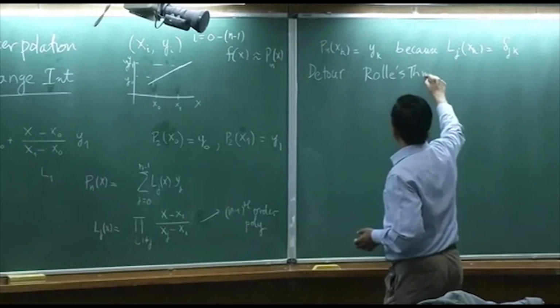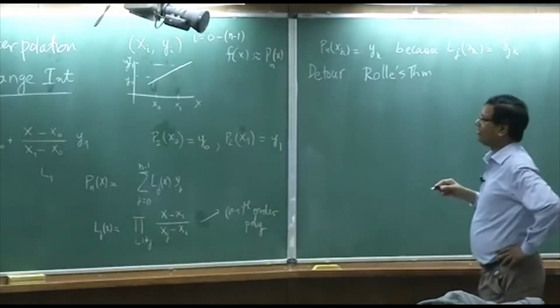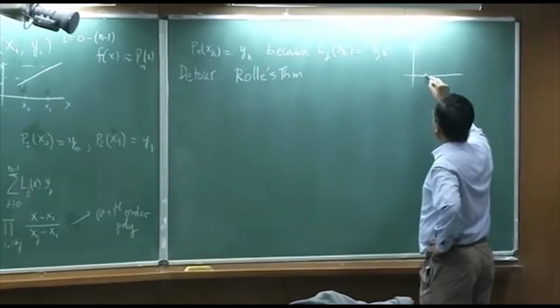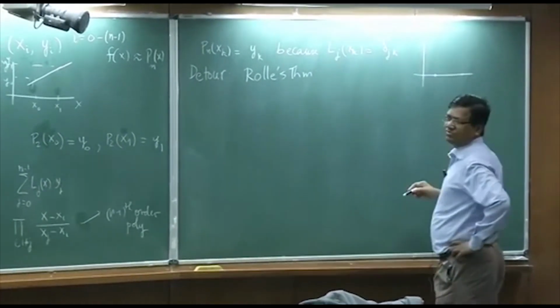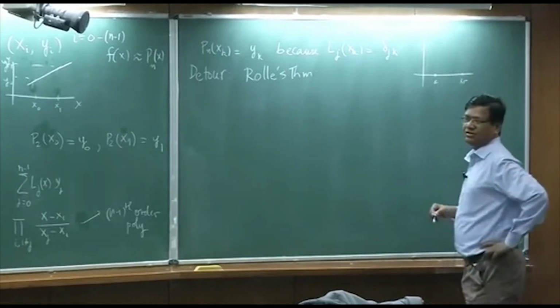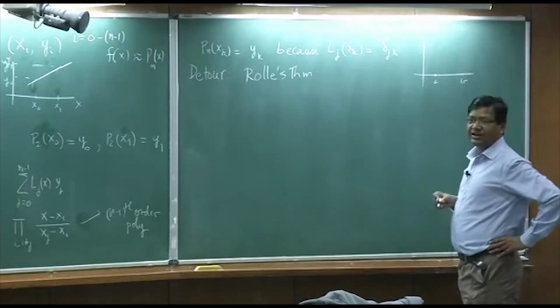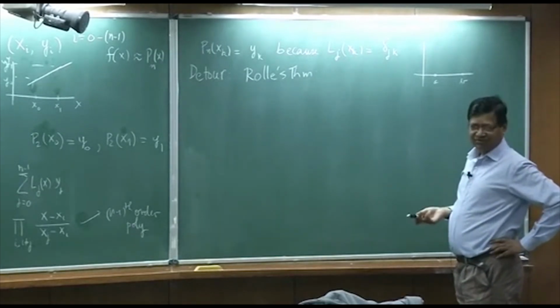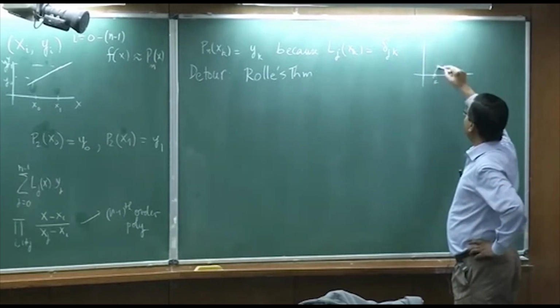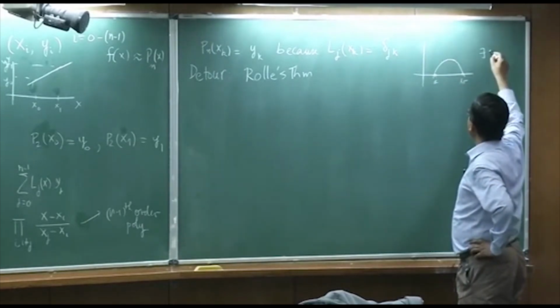Rolle's theorem. What is Rolle's theorem? Suppose I have a function which is 0 at 2 points, at point A and point B. Then, given that it is a continuous and differentiable function, I can claim that there exists a point C.